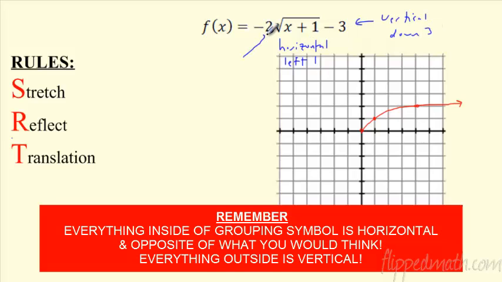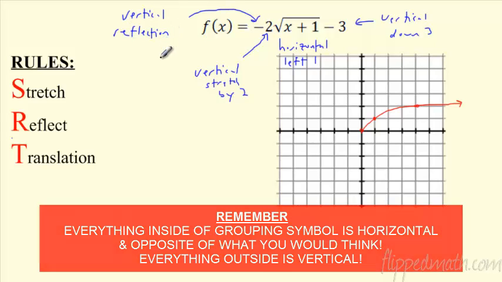We got this 2 on the outside. What does he do? That would be our stretch. We're going to stretch it out a little bit. And we are what? In this case, we are doubling it. So vertical stretch by 2. And then don't forget the negative in front. We have this negative in front. And that is going to be our vertical, this is out front, reflection. So that'll flip it around the x-axis.